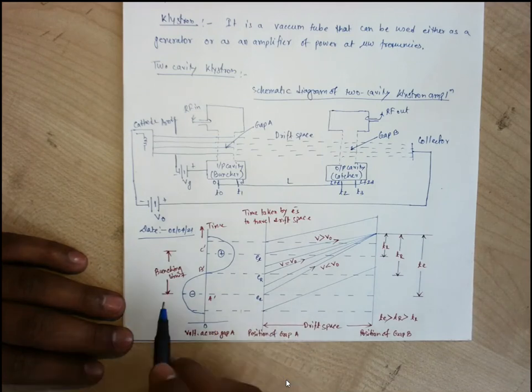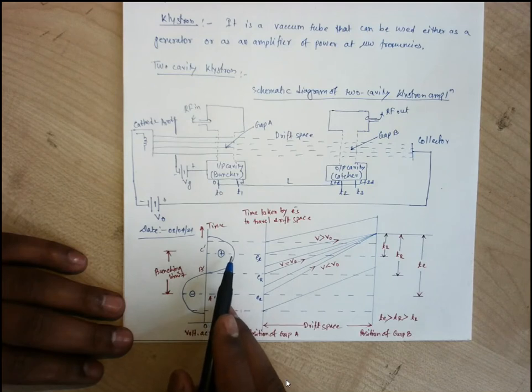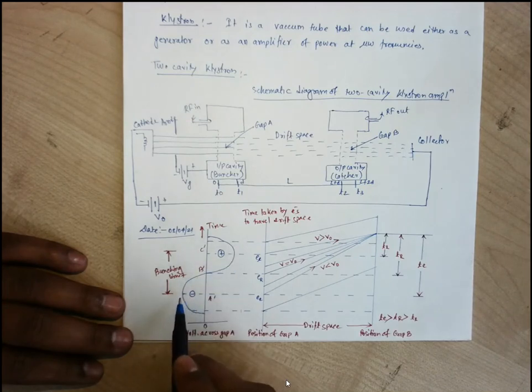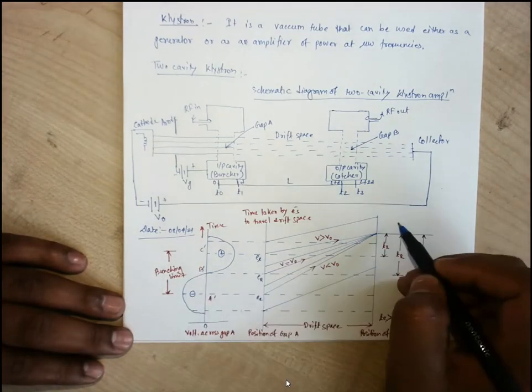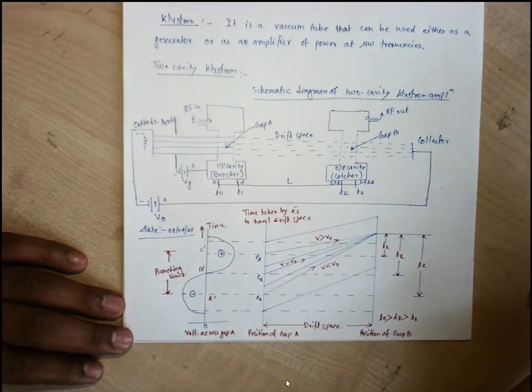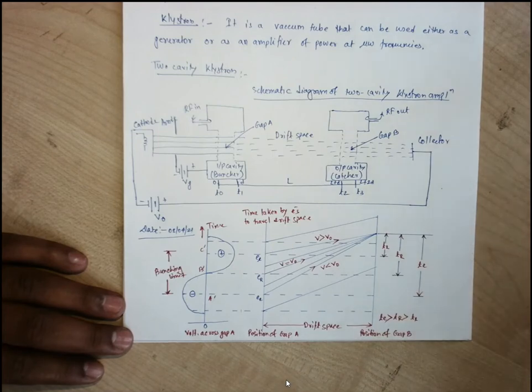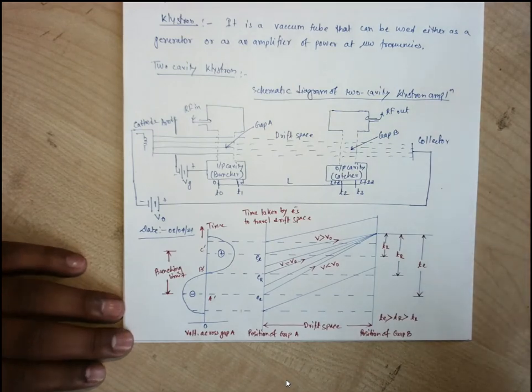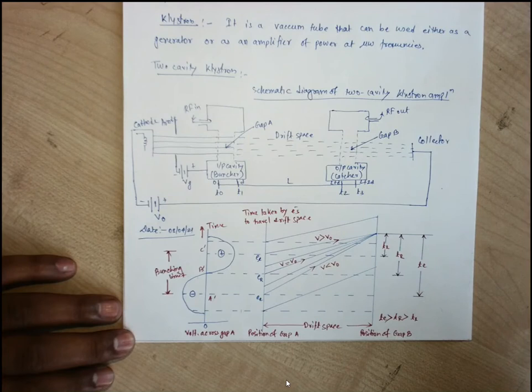Clear? So this is the bunching limit, starting from the peak of the positive half and going up to the peak of the negative half. During the positive half it is accelerated, during the negative half it is decelerated. Clear? Any doubt on this? Anyone having any doubt? Clear?